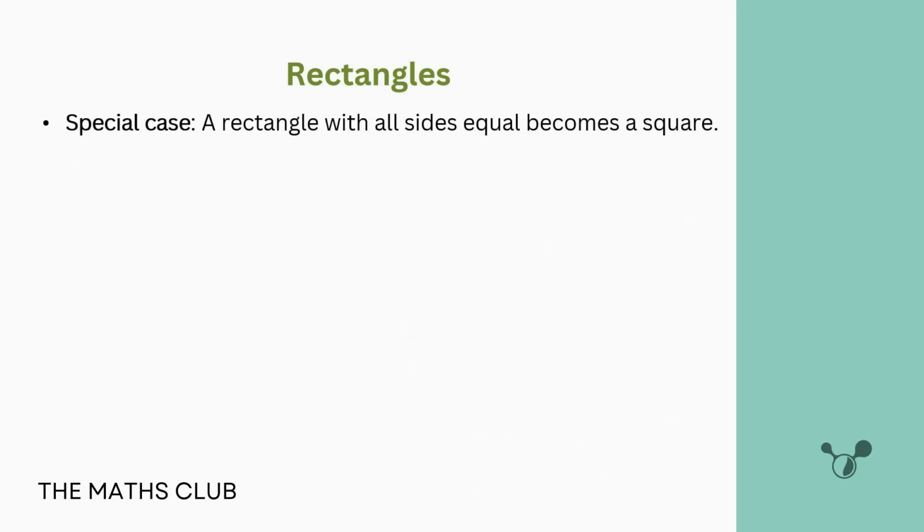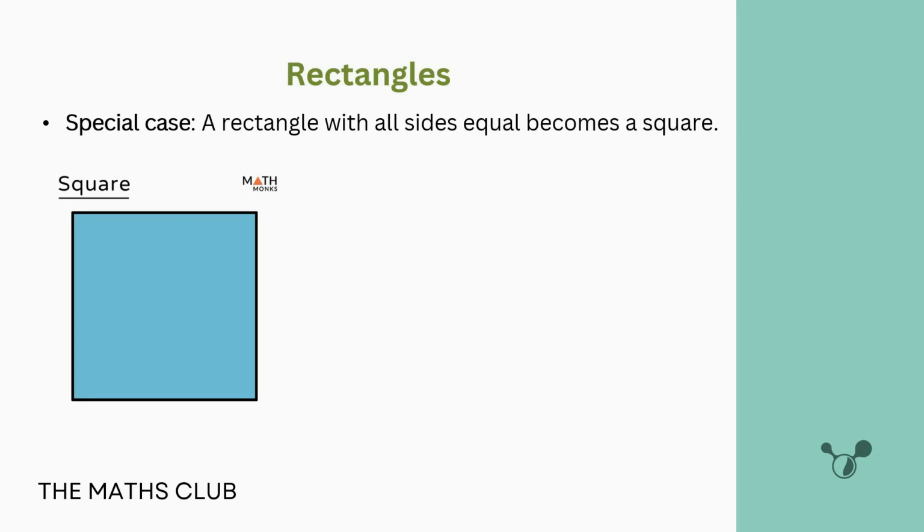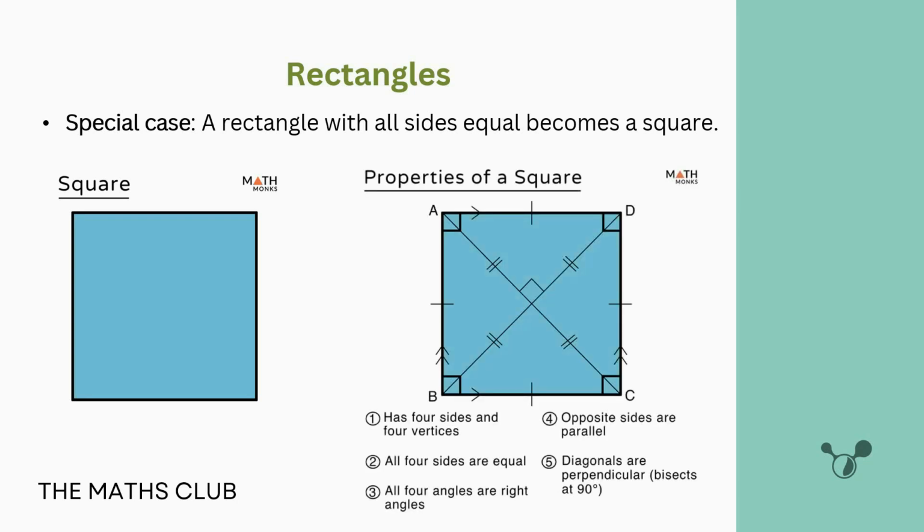But there's a special case. This is a case where all the sides are equal. In that case, it's no longer a regular rectangle. It is now a special case called a square. So this is a pictorial representation of a square. And in a square, what do you notice?